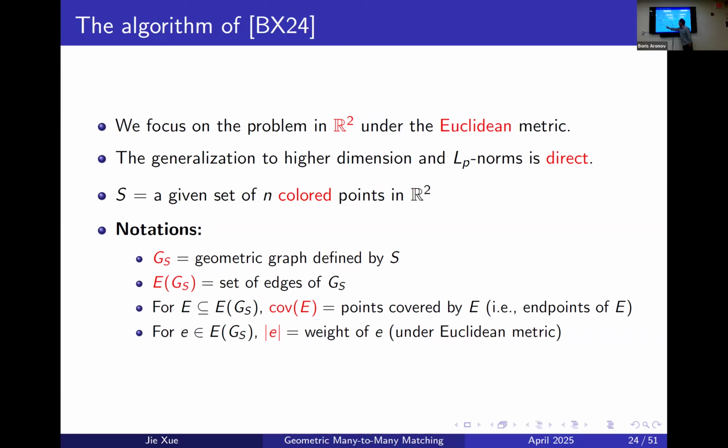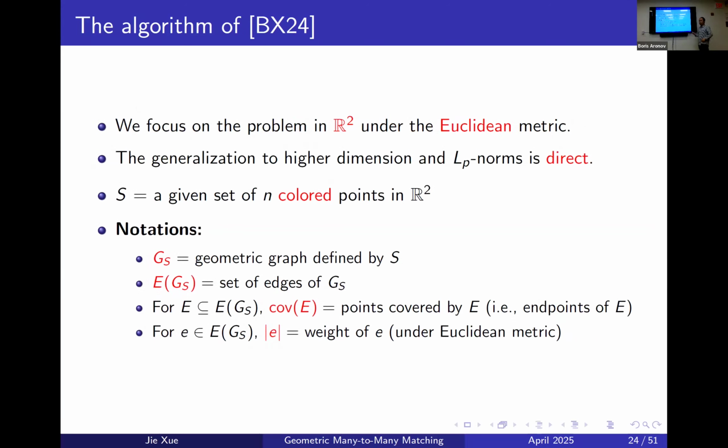Then for each subset of edges E, I use this cover notation, meaning the points or vertices covered by E. You take the endpoints, so it's the subset of S which is the endpoints of the edges in E. Then for each edge, I use this notation to denote the weight of the edge. It's just the Euclidean distance.